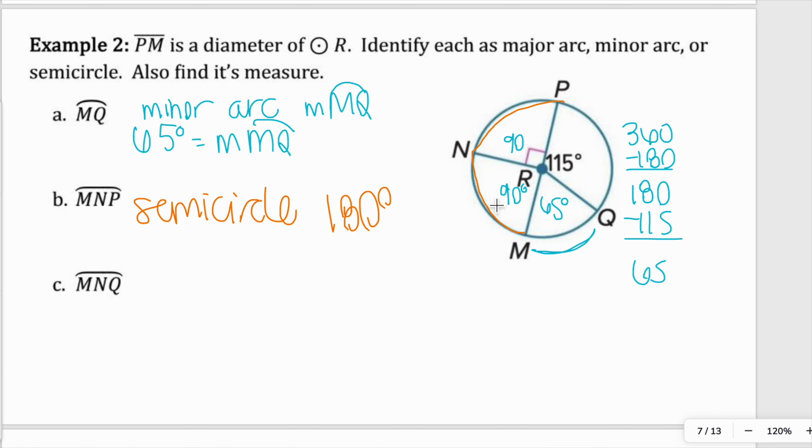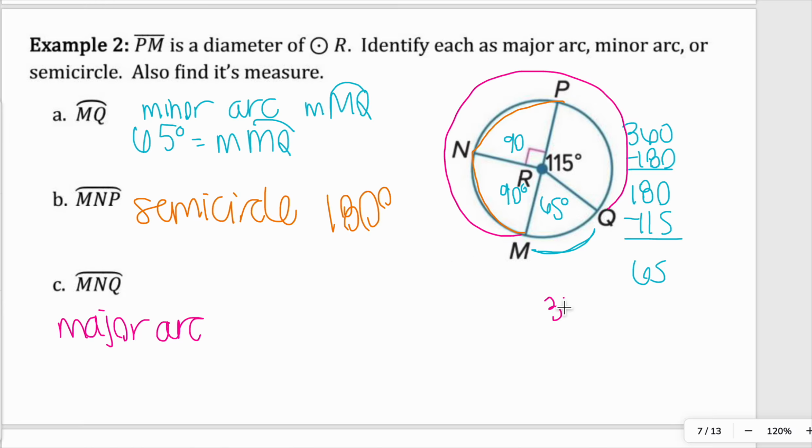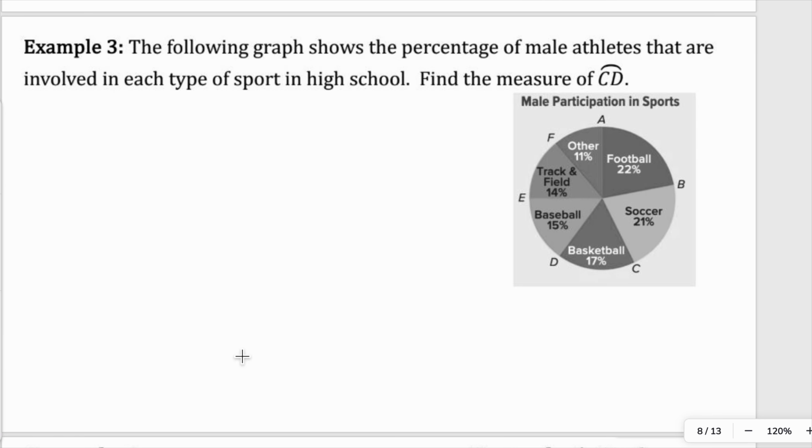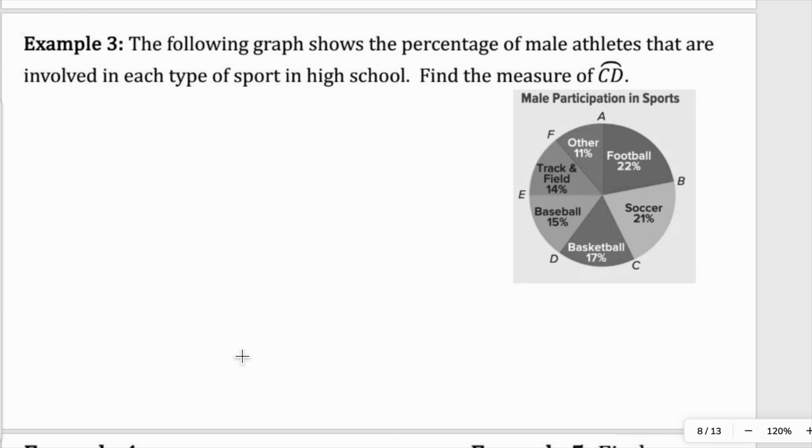And that one is just a simple 180 degrees. And then the last one, MNQ, I'll do that one in bright pink. M to N to Q is all the way around. So that's a major arc because it is bigger than 180 degrees. So how I did that is I took 360 minus 65, and I got 295. So the measure of major arc MNQ is 295 degrees.